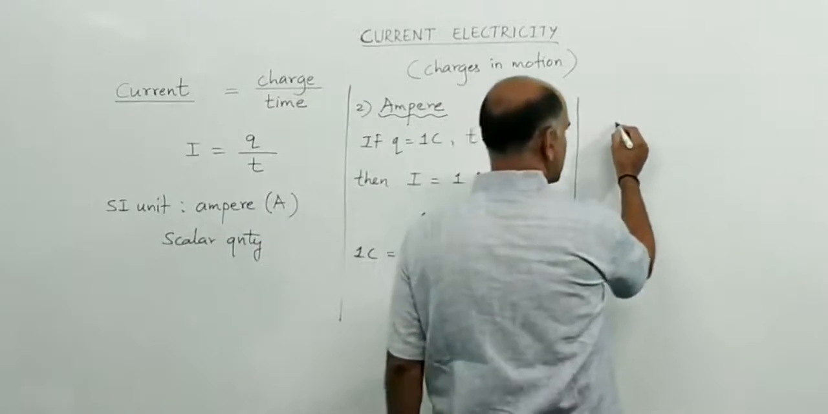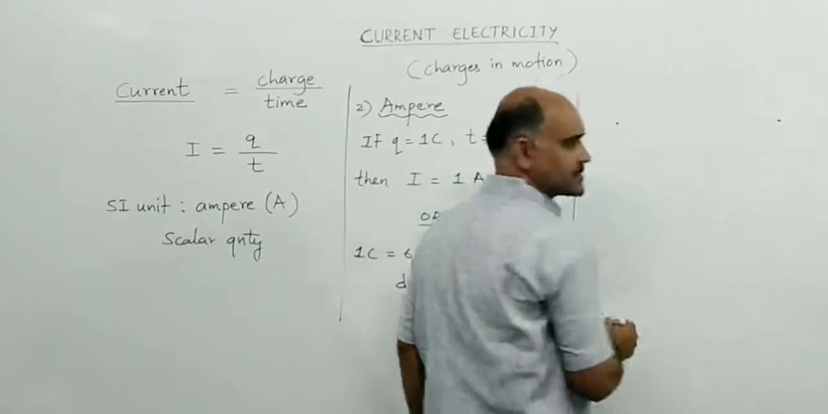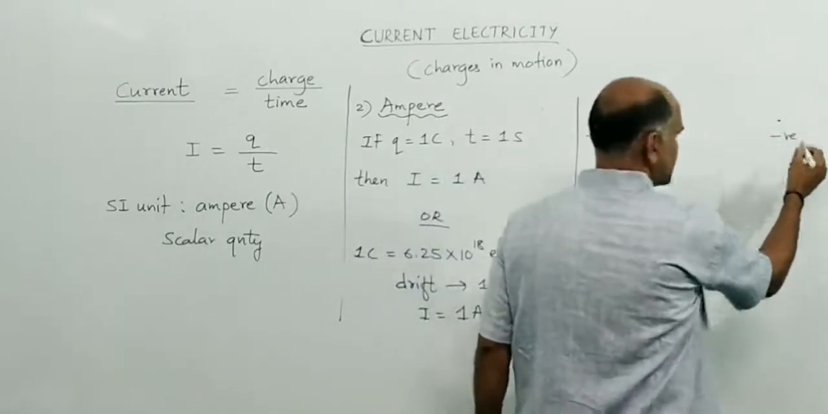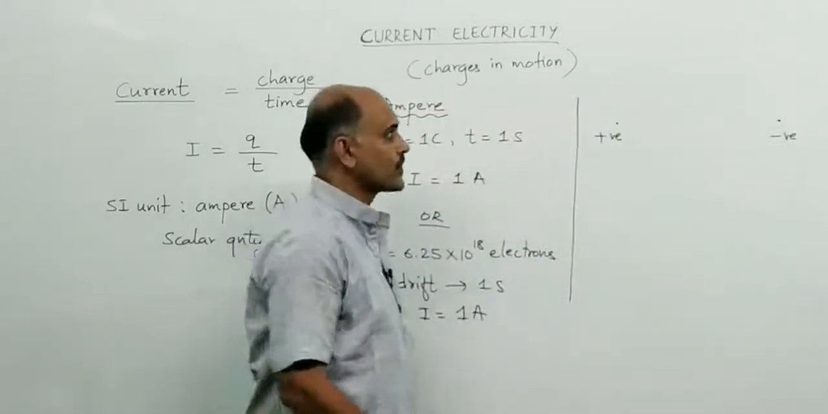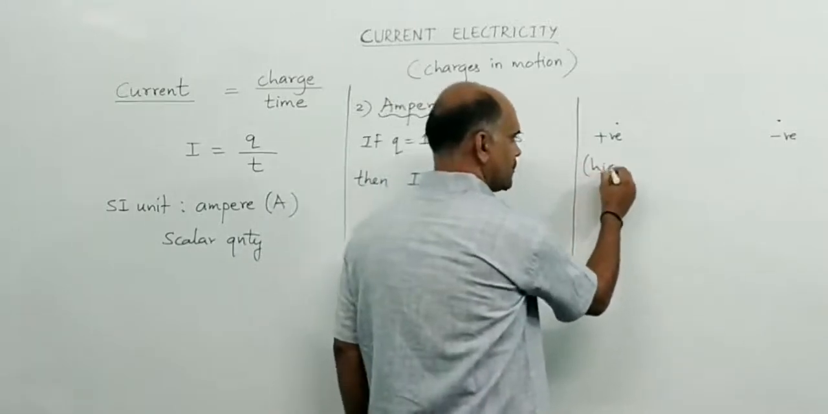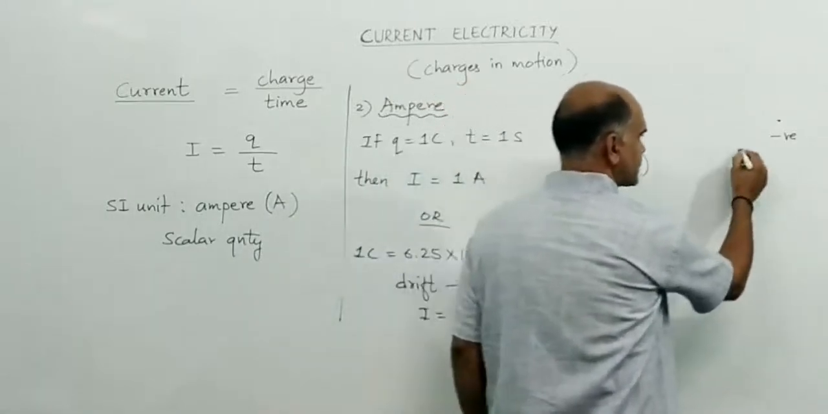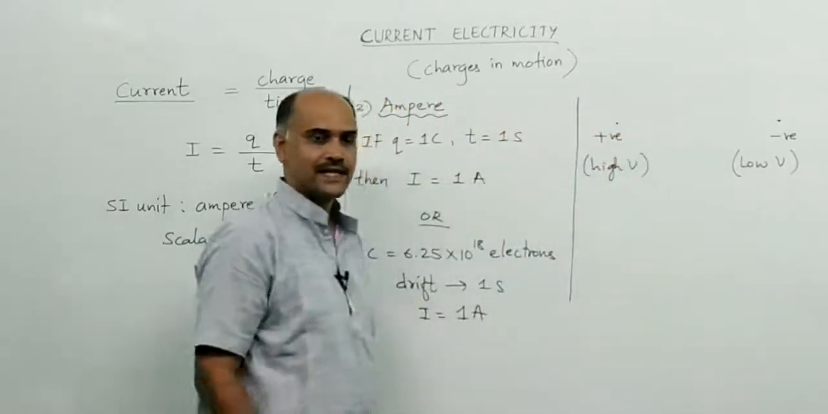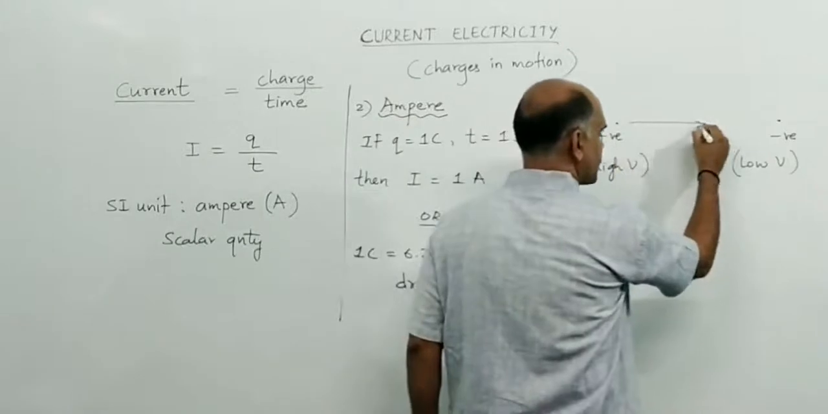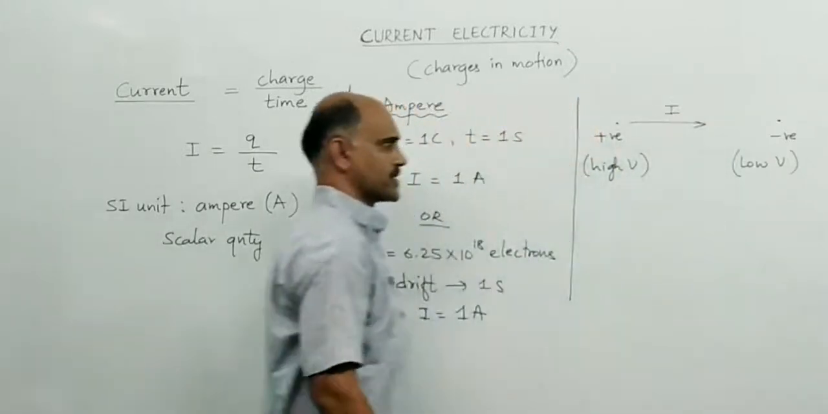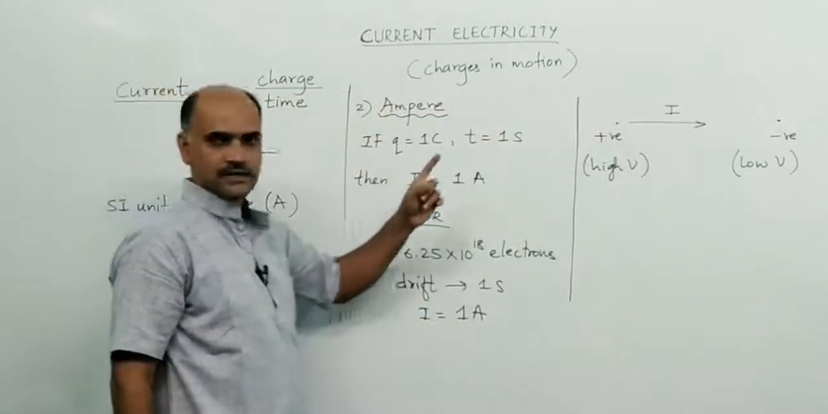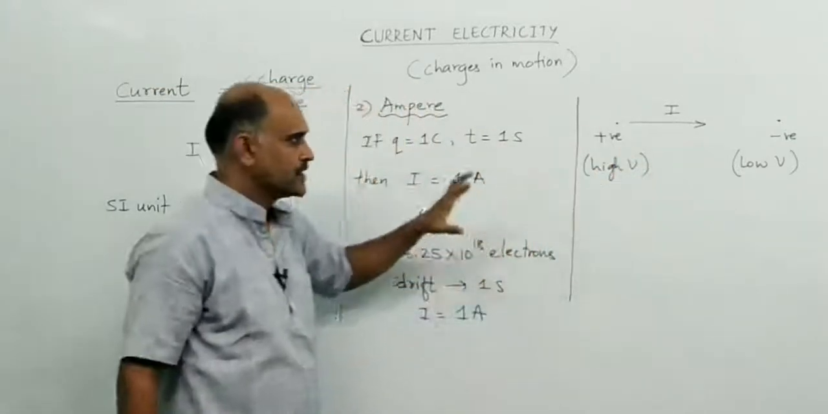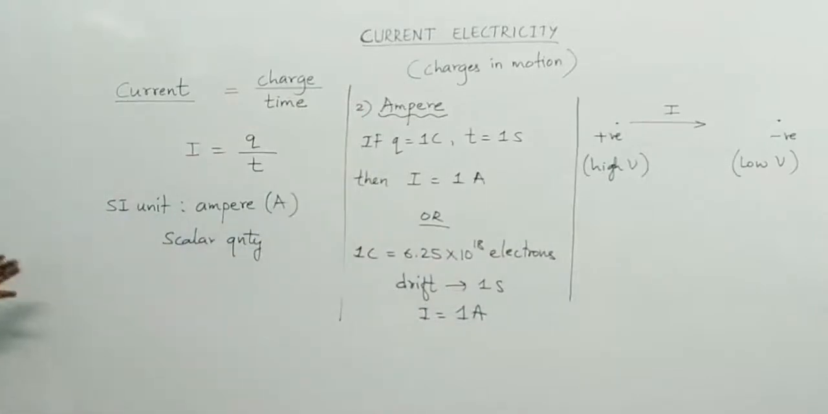Current direction is always taken from higher potential to lower potential. Suppose there are 2 ends of a conductor. This is the positive terminal, this is the negative terminal, or you can say this is at higher potential while this is at lower potential. Then we always take the flow of current from higher potential to lower potential. So the direction of current is always taken from positive to negative. Clear students, this is basic.